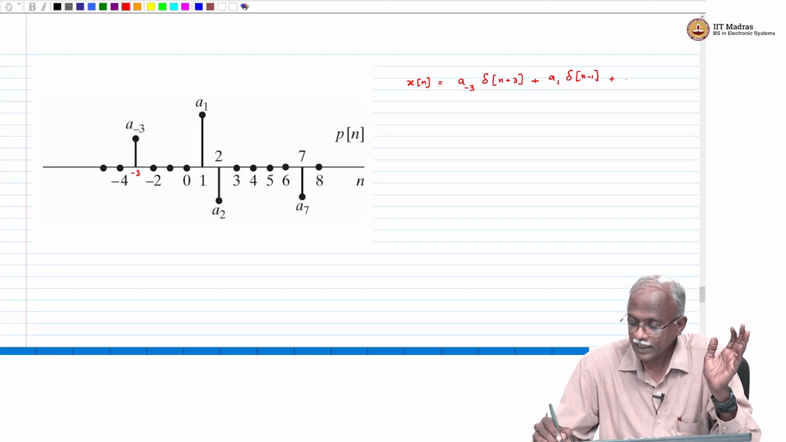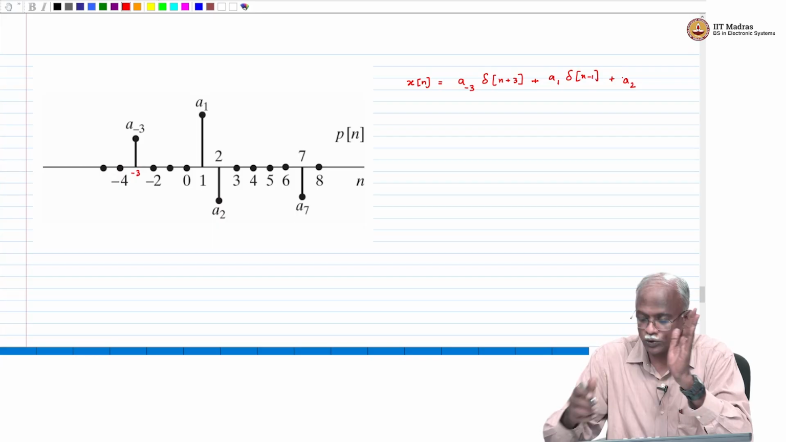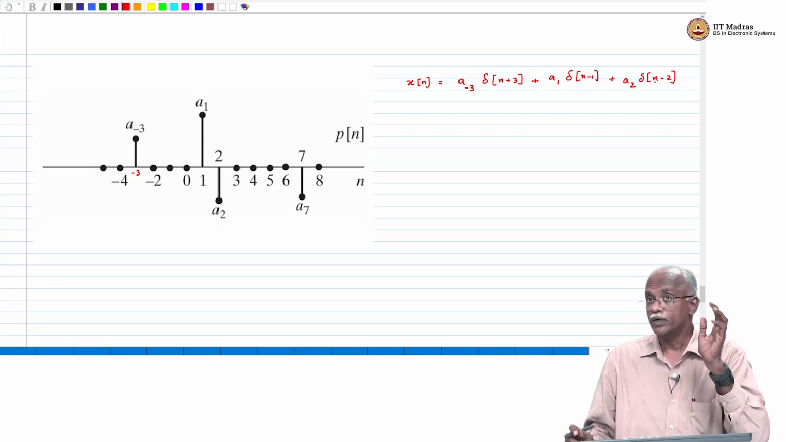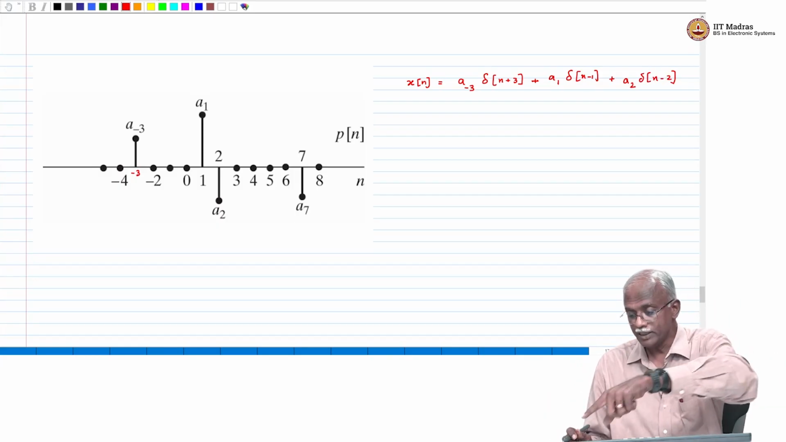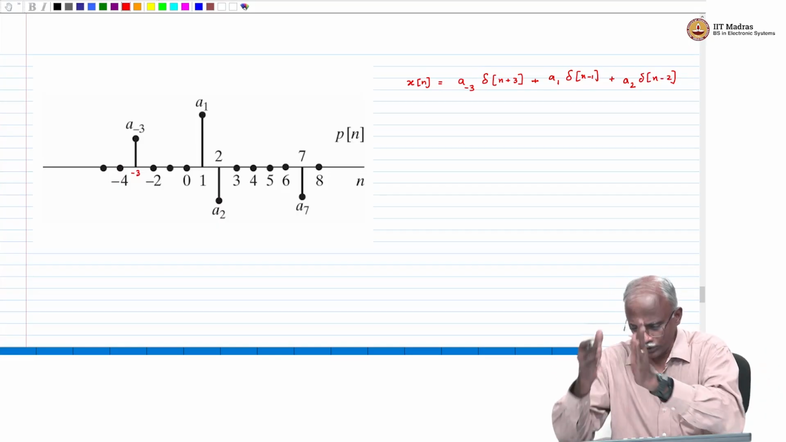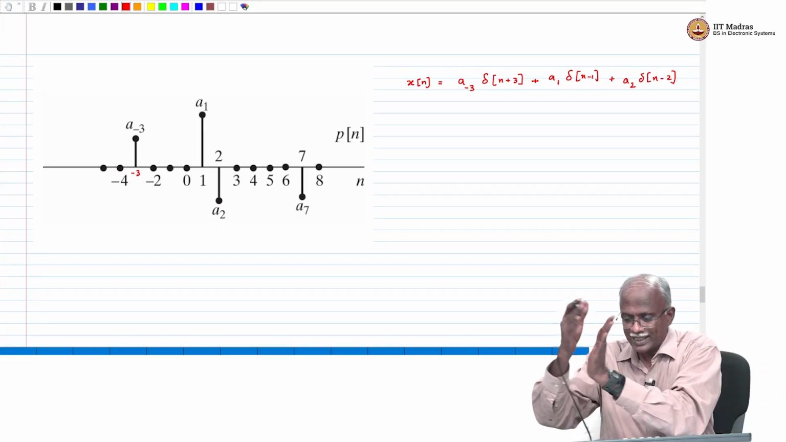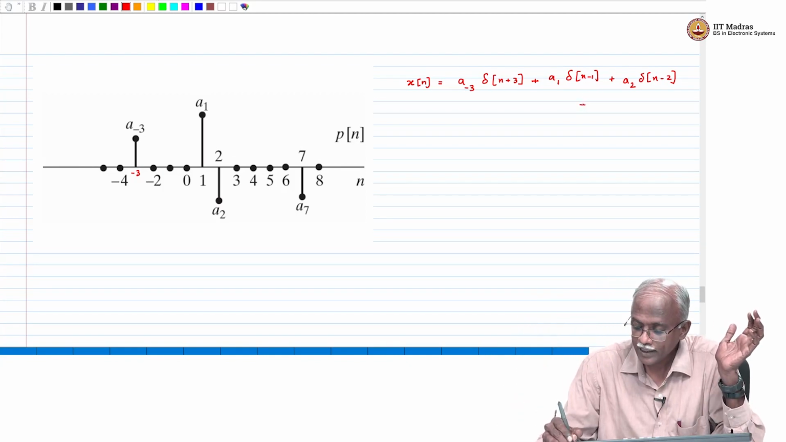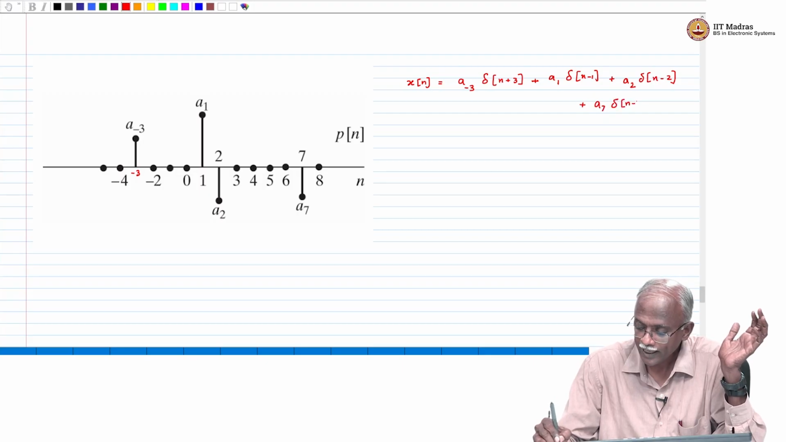Then you have a value a2 which is occurring at delta of n minus 2. Okay. Now, why did I not put a minus sign? Because a2 itself is negative. a2 is shown as a negative valued function. So, therefore, a2 is the value and the occurrence is at time n equal to 2. And finally, you have a 7 delta of n minus 7.